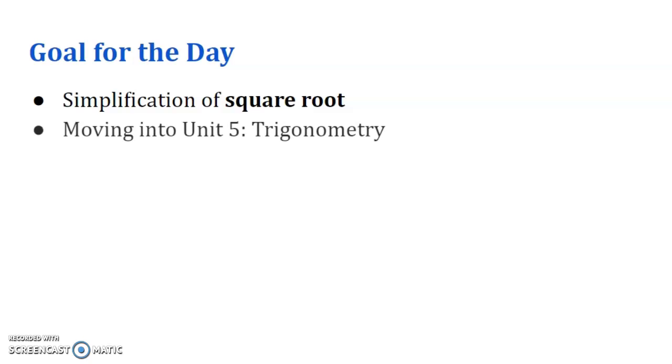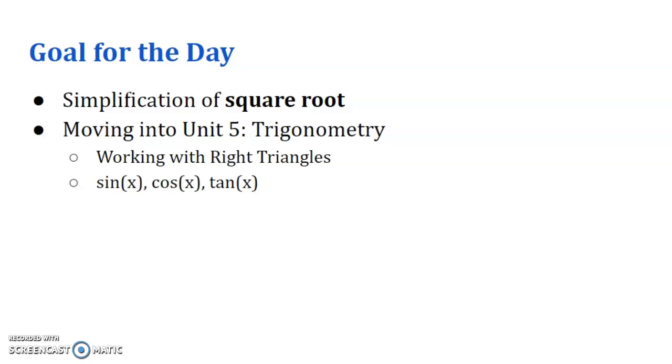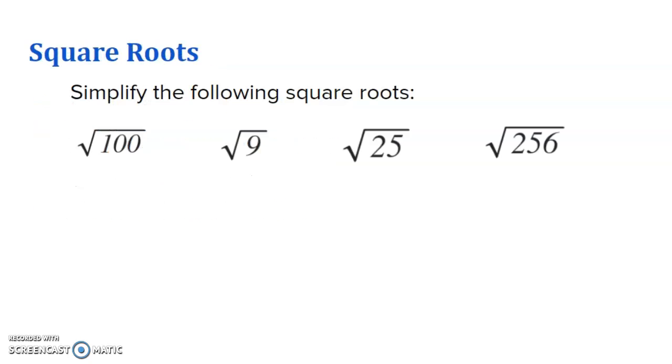So what are we doing today? We are doing some simplification of square roots. That should be reviewed. And then we're moving into Unit 5, trigonometry. So we'll be working with right triangles, and we will be going into sine of x, cosine of x, and tangent of x. All fun stuff there. And today we will hopefully be able to explore different similarity ratios as well. So let's begin with some square roots. Simplify the following square roots.